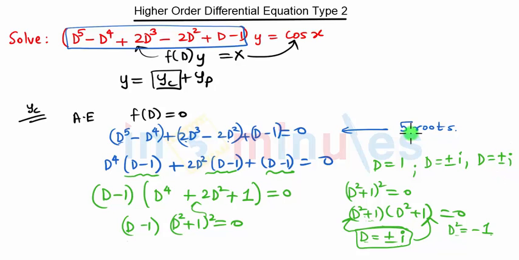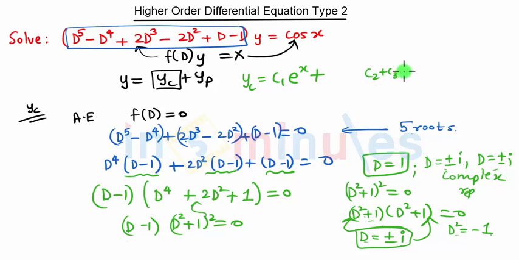So if you see, we have total 5 roots. One root is D equal to 1, two roots are plus and minus i, and the other two roots are plus and minus i. So these are the roots. So our complementary function is given by c1 e raised to m1 x. In our case m1 is 1, so e raised to x, plus, if you see, we have complex roots also, and the complex roots are repeated. For repeated roots we would have c2 plus c3x, but this is a complex root, so we have alpha plus minus i beta. In our case, alpha is 0 and beta is 1.